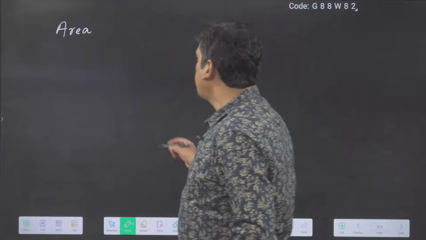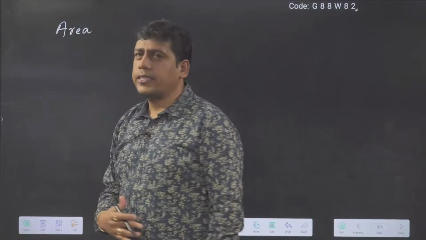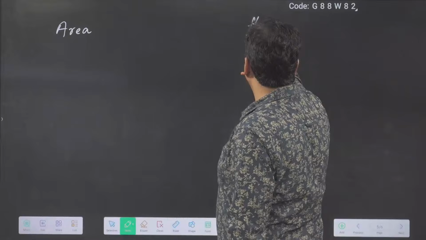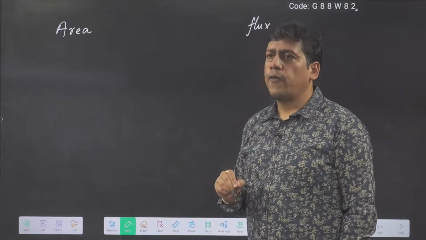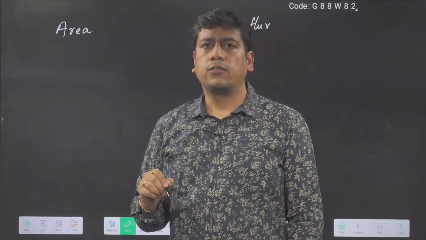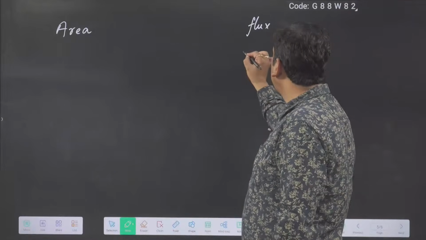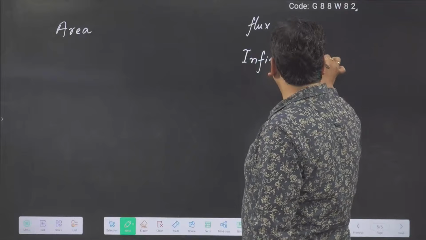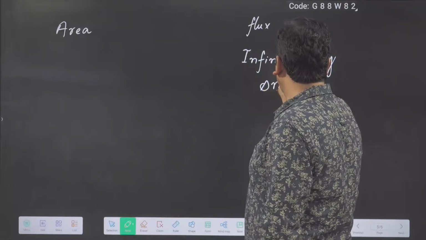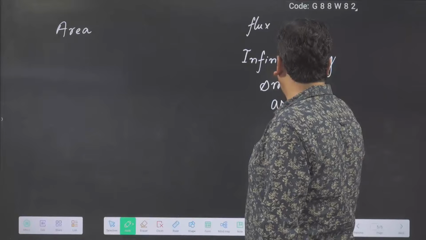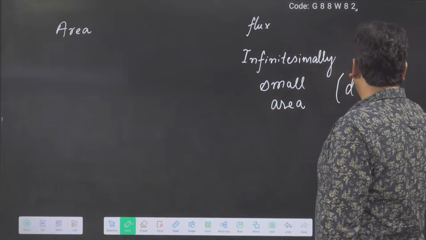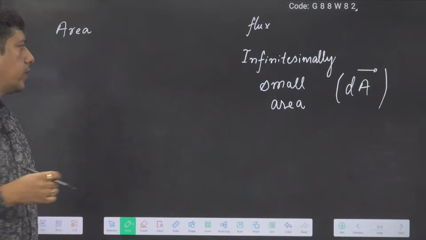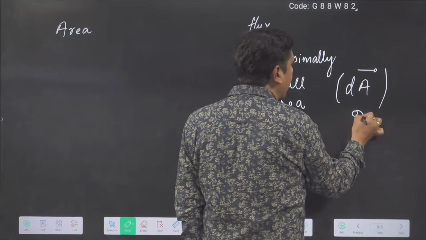Okay. So basically, generally we are interested only in the magnitude of the area. But when we study physics, like electric flux, magnetic flux, when we are discussing flux, we need an infinitesimally small area. We will represent it with dA. The d means very, very small, and in differentiation, you have learned this. Sometimes they also write it as dS.